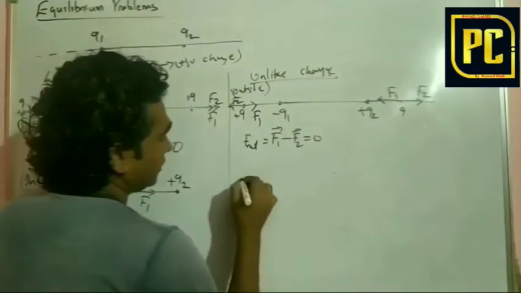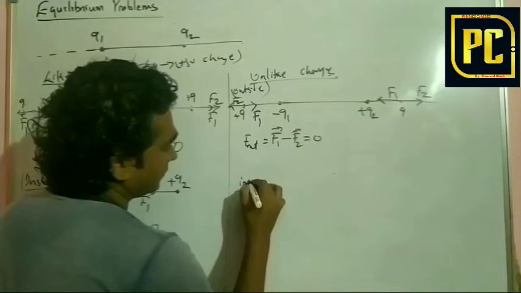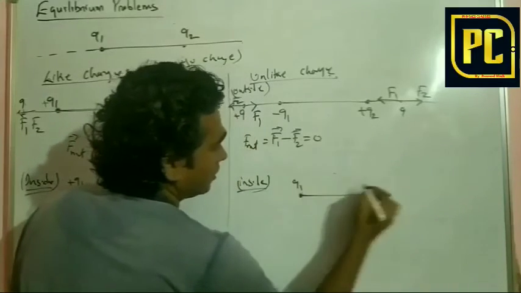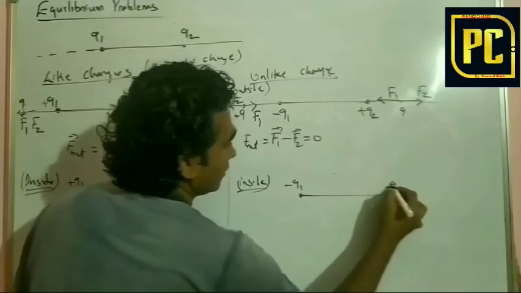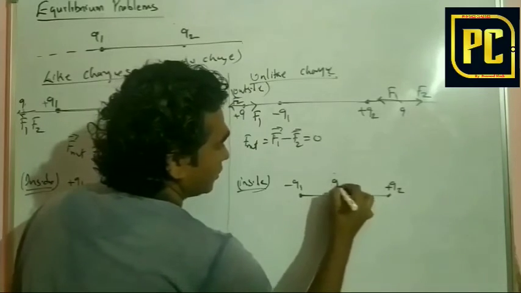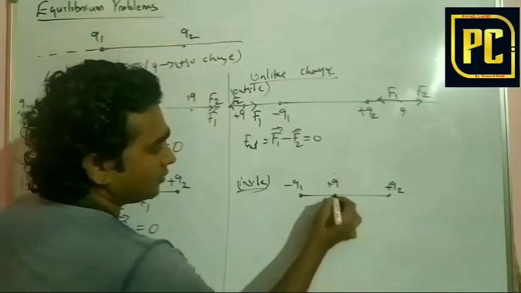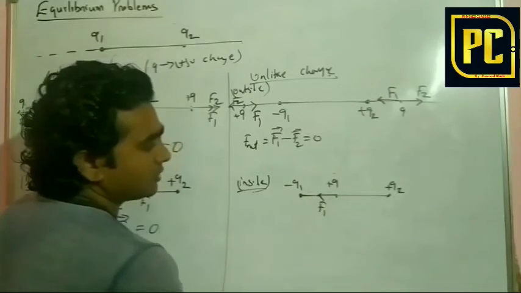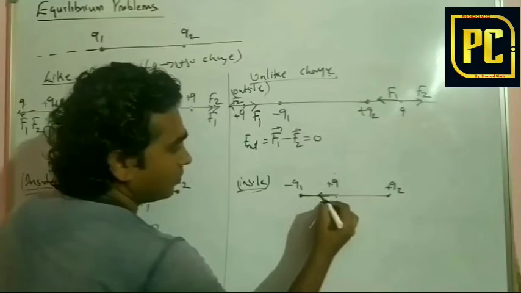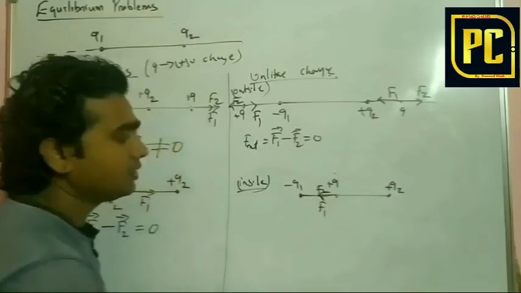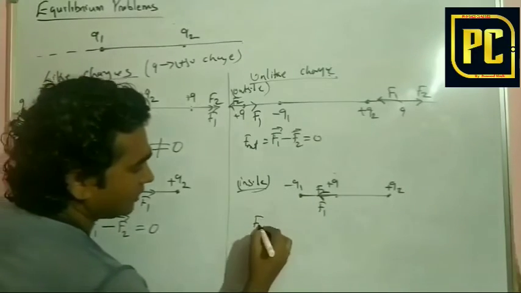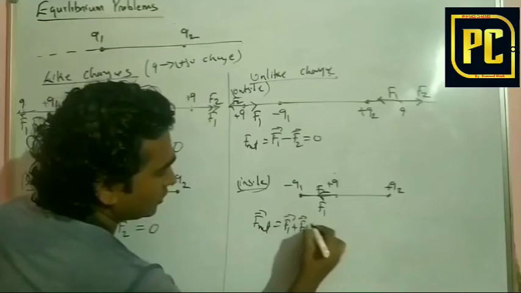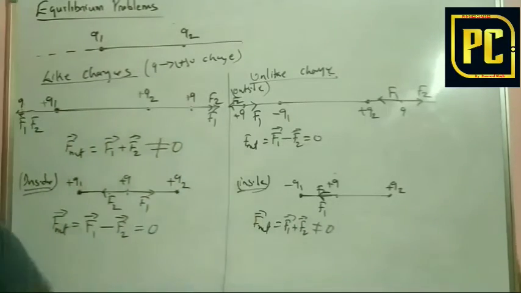And for inside, when we have unlike charges, Q1, Q2 minus plus, and Q inside, the force on Q due to Q1, F1, is this side, and the other will also be this side. So even in this case, F net will be F1 plus F2. So there is no chance that this force will be 0.